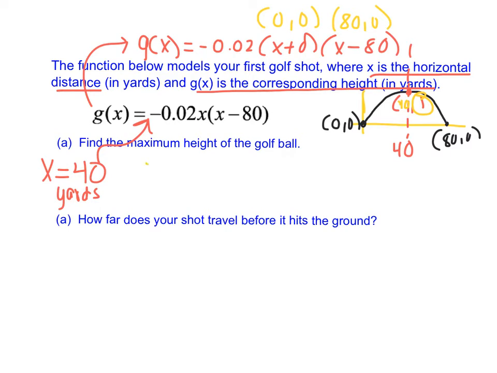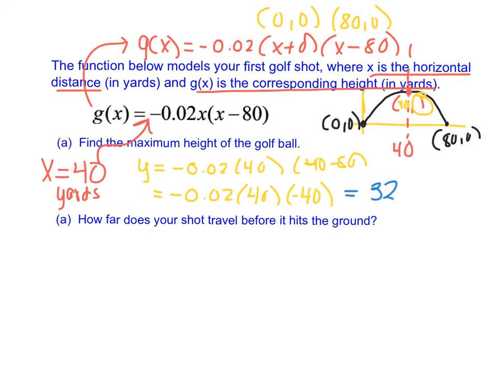So here we'll take our function and say the y value is going to be equal to negative 0.02 times 40 times, that's going to be 40 minus 80. Well, that becomes negative 0.02 times 40 times a negative 40. And if I use my calculator, I find that the height of my golf ball in this moment is 32 yards. So what this tells me is that when I've traveled 40 yards horizontally, I'm reaching my maximum height of 32 yards up high.